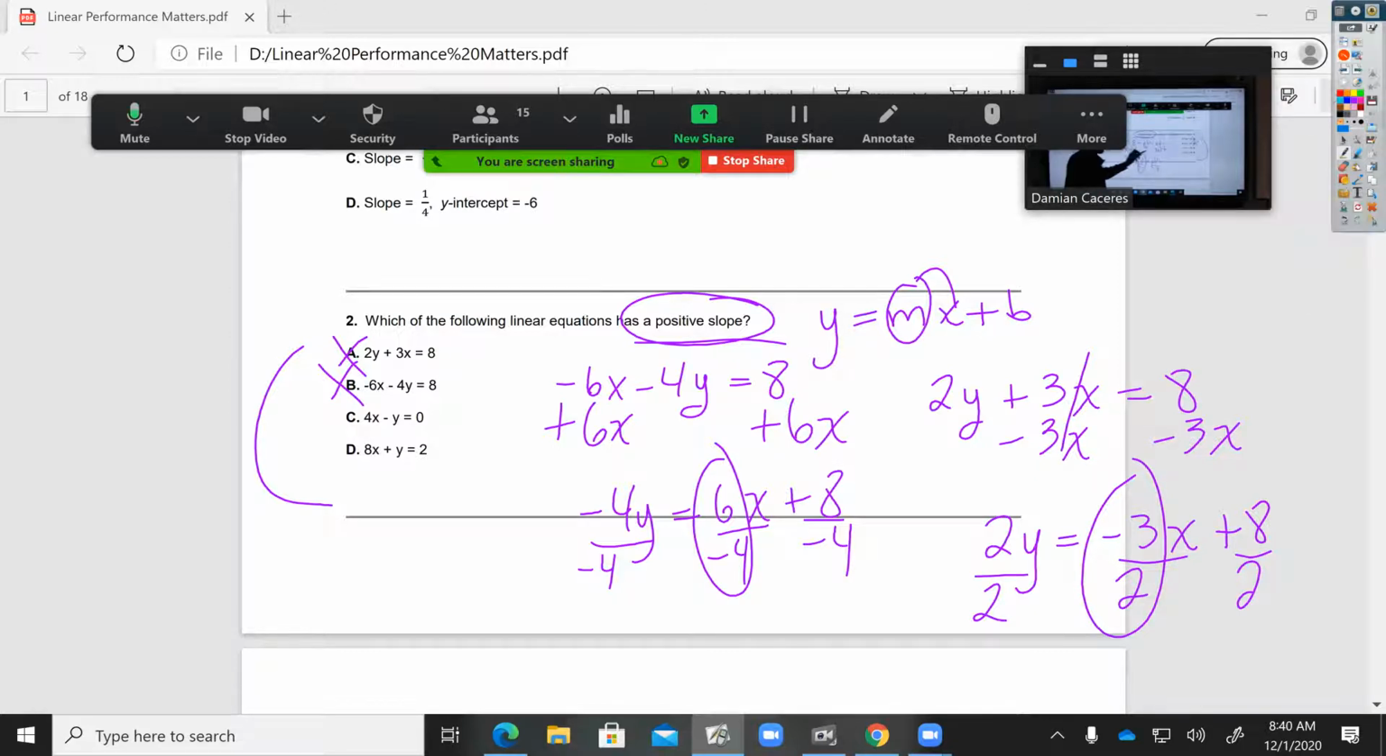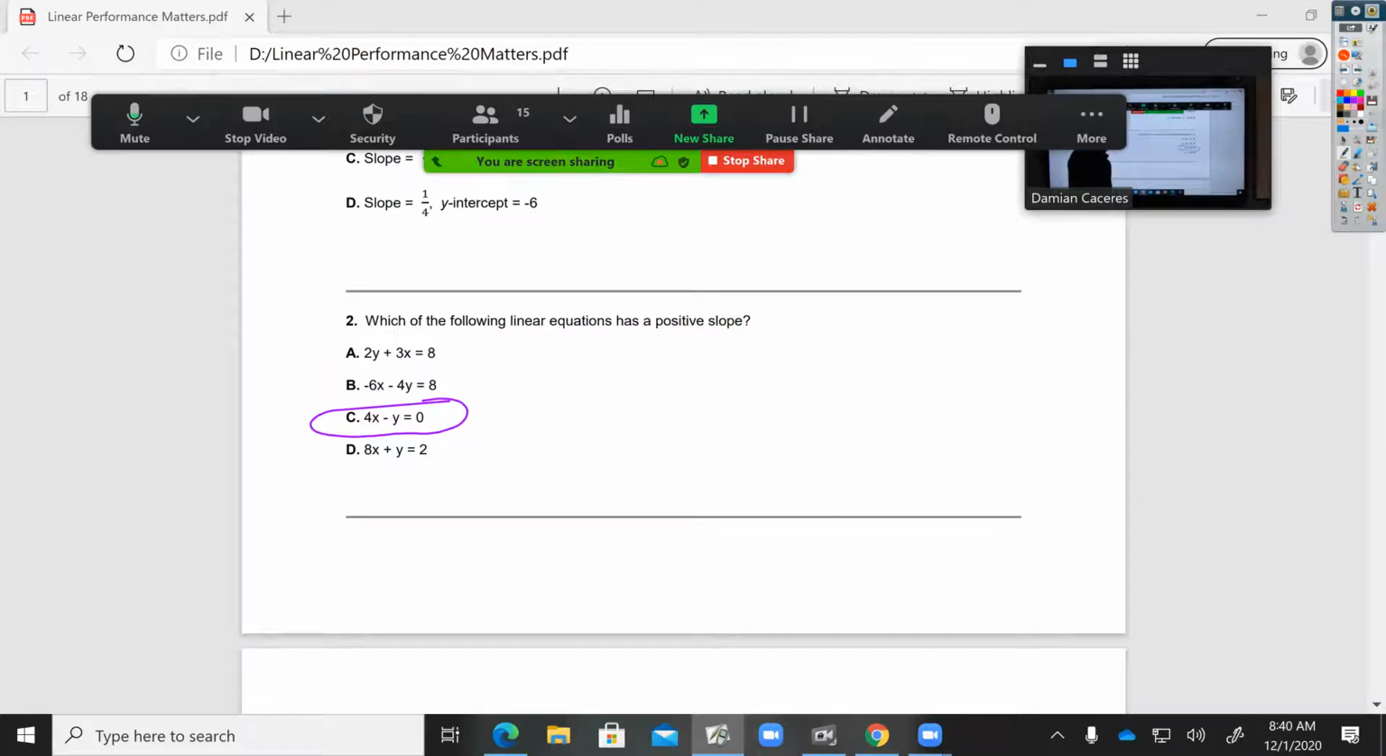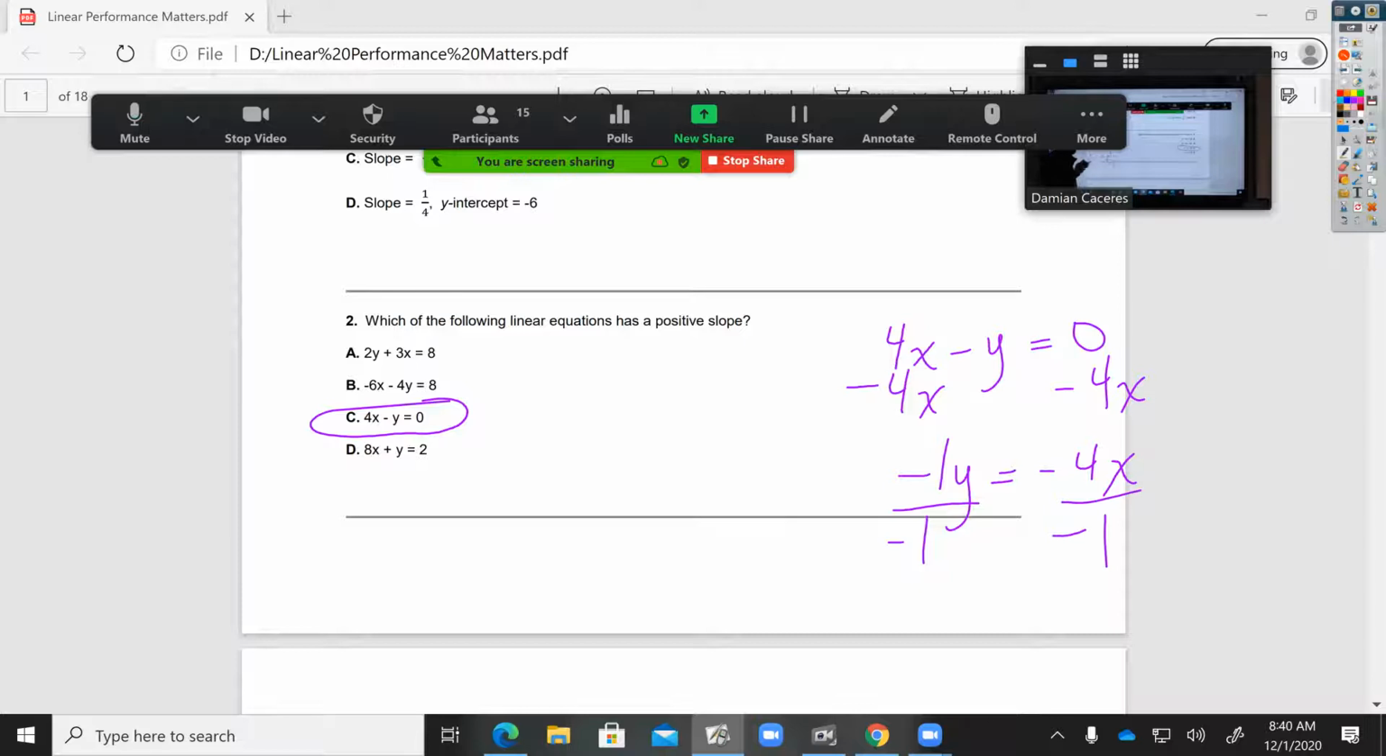Now I know that C is the answer, so let me show you why. We have 4x minus y equals 0. Subtract the 4x from both sides. That'll leave you with -y equals -4x. And now, -y, you can't leave it like that. You have to divide by the coefficient, which is -1. -4 divided by -1 is +4. That is your positive slope. So the answer is C.